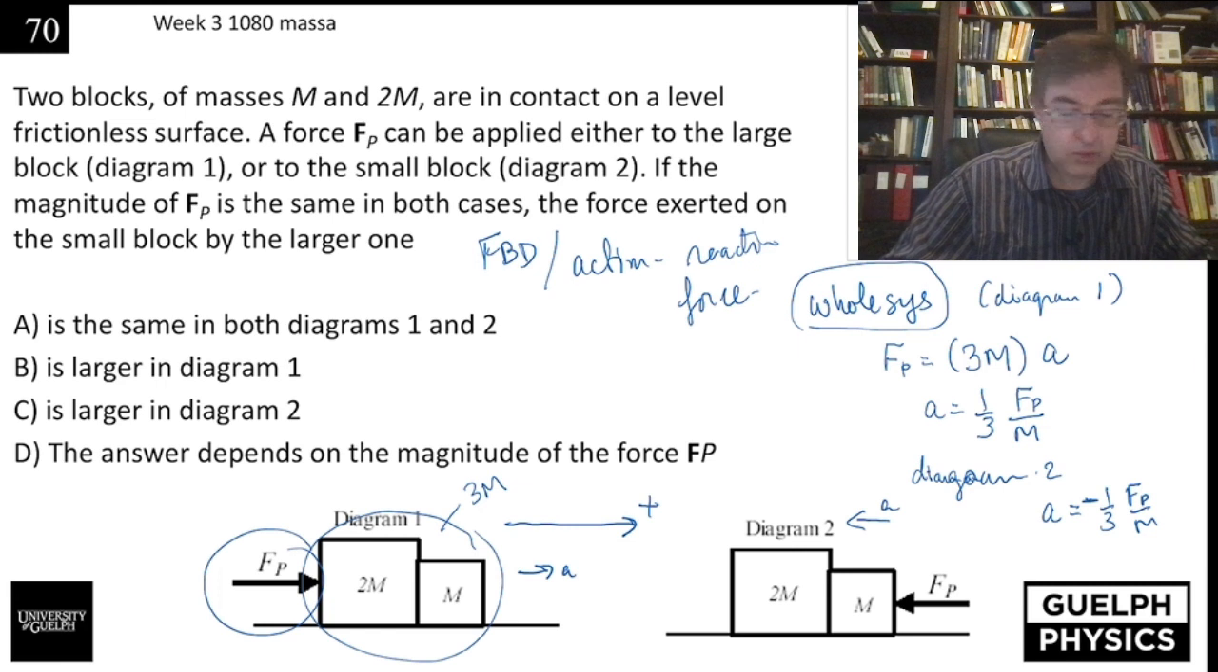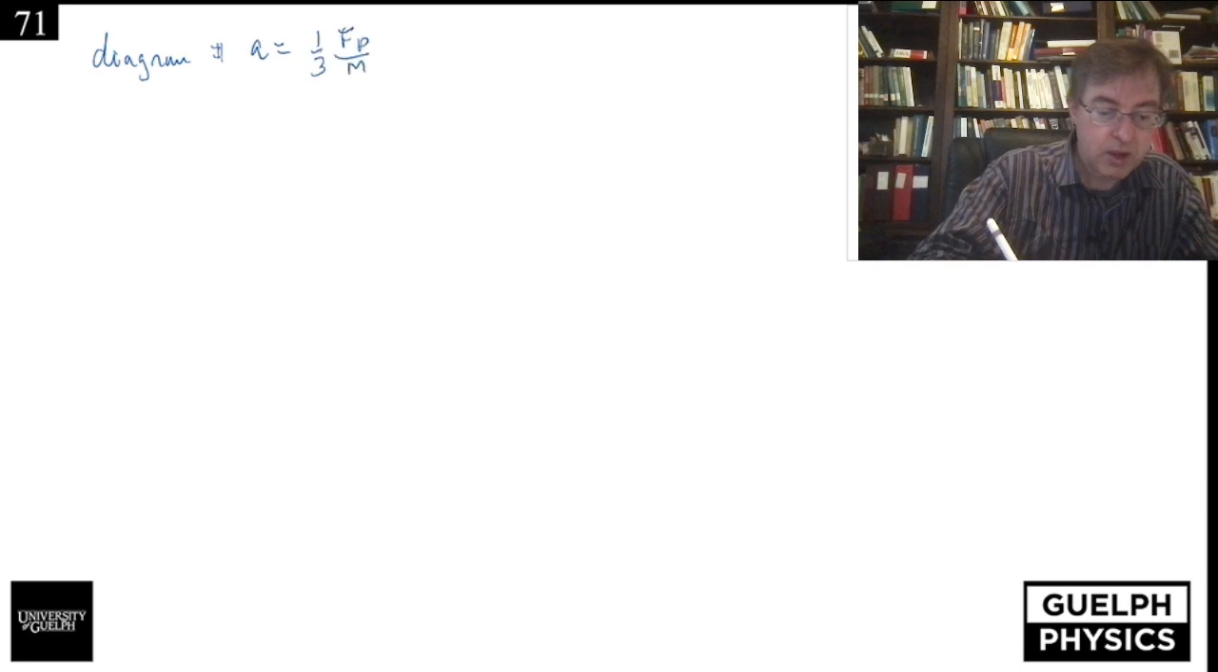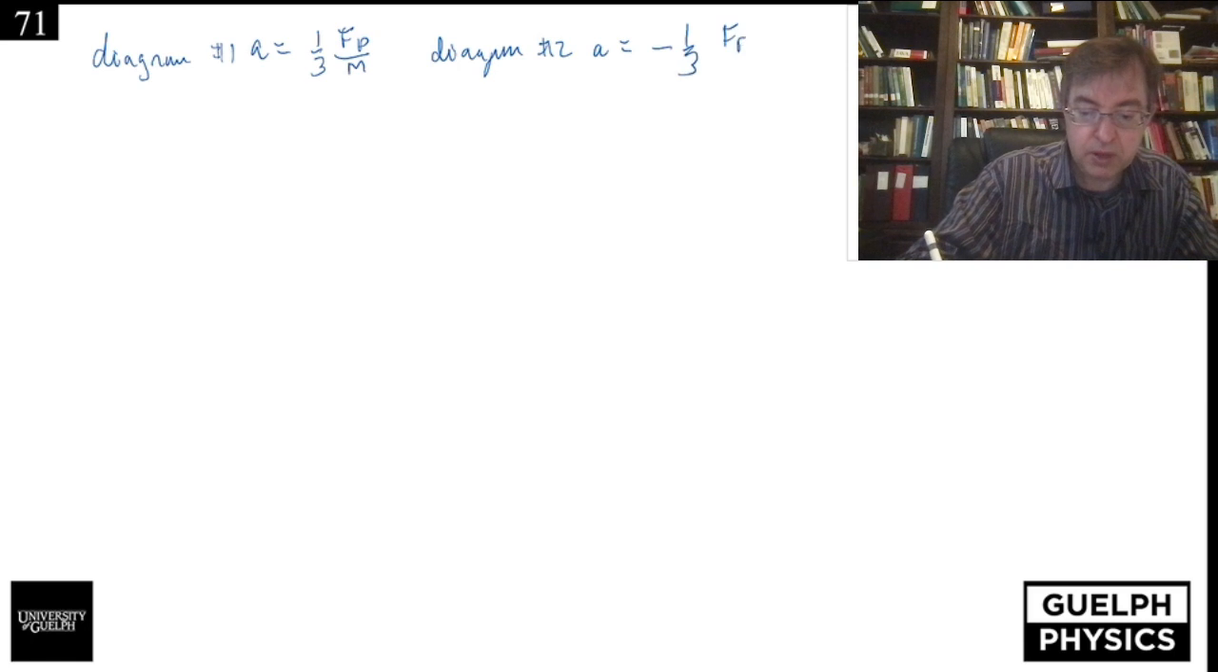Now what I need to do is calculate the force on m, the small block, from the larger one. I have to draw free body diagrams of these two situations. I'll just note this down. Keep in mind for diagram number 1, you have an acceleration which is 1/3 Fp over m, and for diagram number 2, you have an overall acceleration which is negative 1/3 Fp over m.